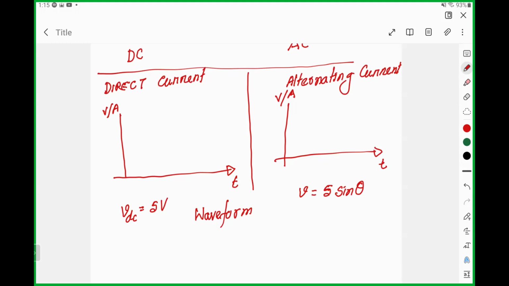Now, if I draw these two waveforms, what would they look like? Any idea? DC would be a straight line. It is a straight line, and its magnitude is 5 volt, right? AC will be a sine wave.